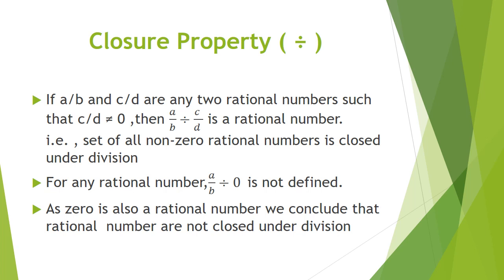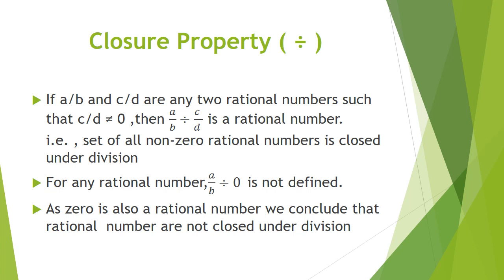Next property is closure with respect to division. That is, if A upon B and C upon D are any two rational numbers such that C upon D is not equal to 0, then A upon B divided by C upon D is also a rational number. That is, the set of all non-zero rational numbers is closed under division. Next result is, any rational number A upon B divided by 0 is not defined.